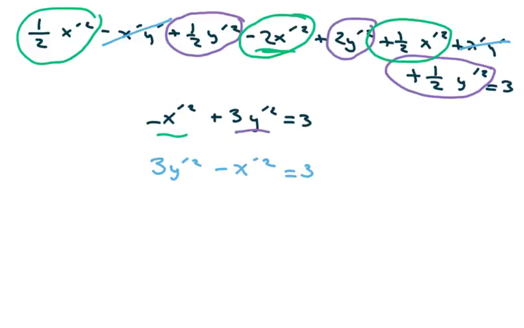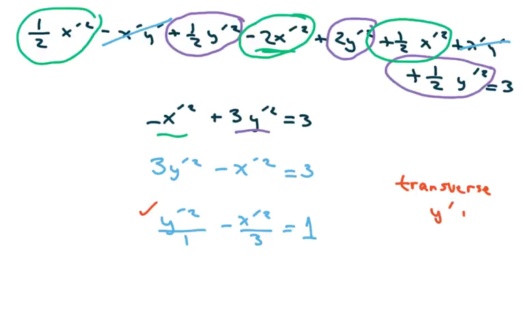Divide each term by 3. And we have a hyperbola. Our lead is y prime, excuse me. So our transverse axis is the y prime axis. My center is 0, 0, thank goodness. And my vertices are going to be (0, 1) and (0, -1). Now we can go over here and graph it.